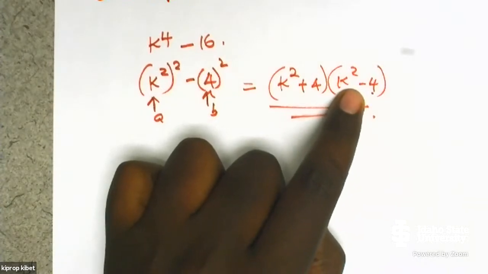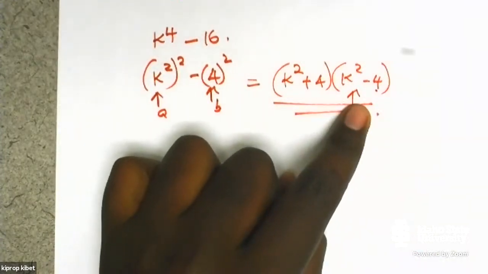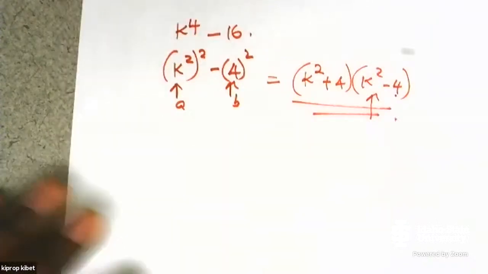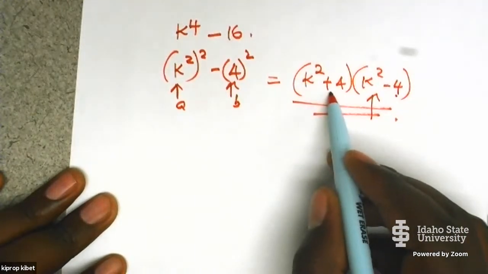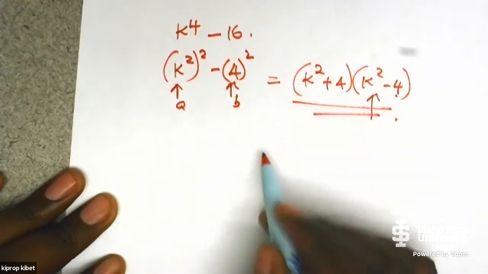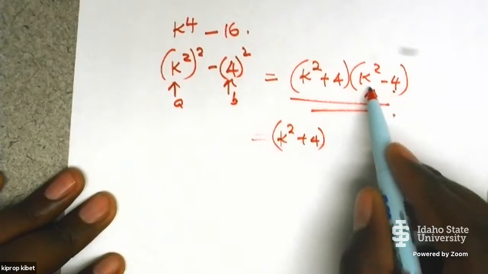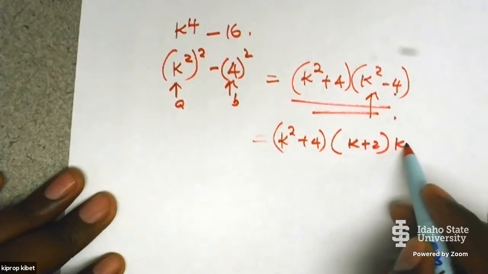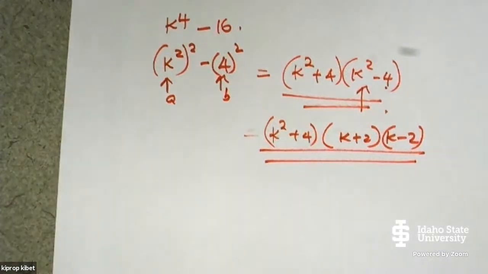Now, again, look at this other one inside here. Are we still able to factor this? We are able to factor this one because this one is also a difference of squares. The k squared plus 4 we cannot factor, because this one is positive. But k squared minus 4 is a difference of squares. So k plus 2, k minus what? K minus 2. We get k squared plus 4, k plus 2, k minus 2.